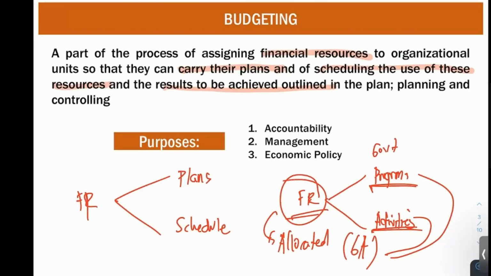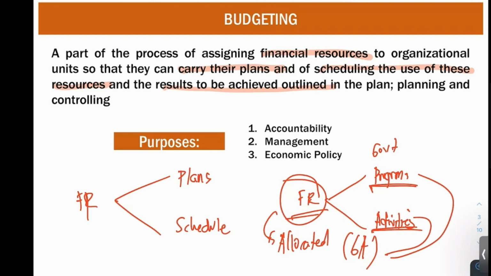Number two, it is for management. Why is it for management? Because we said a budget outlines the plans and schedule. Therefore, it helps you to manage how you will allocate these financial resources. What are the programs? What are the activities? When? What is the cost? What is the result? So that's how your budget helps you in managing your financial resources.